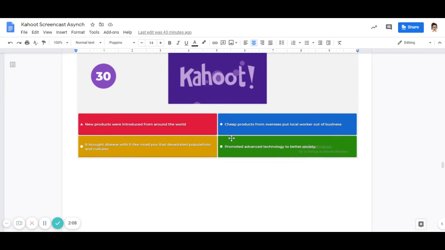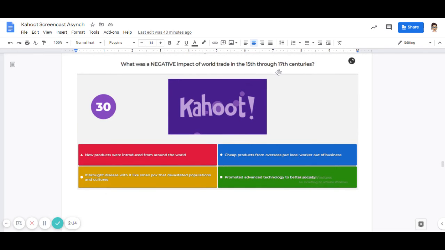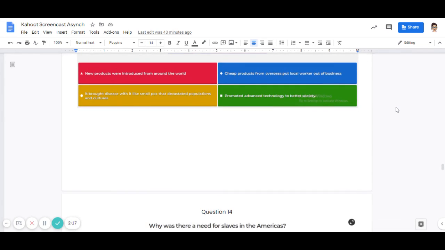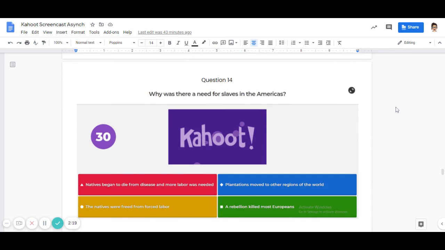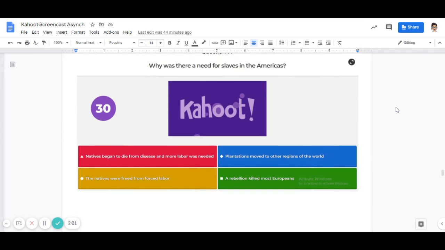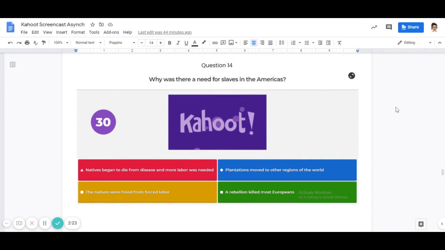And if you said the blue diamond, that's something that might be true today, but not during the 15th and 17th century. Number 14. Why was there a need for slaves in the Americas? So the answer was the red triangle. Natives began to die from disease and more labor was needed.